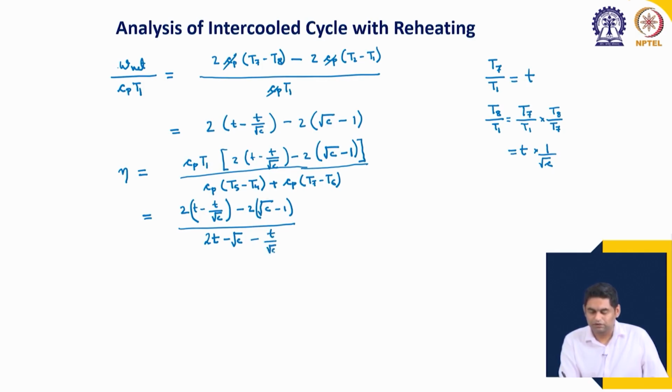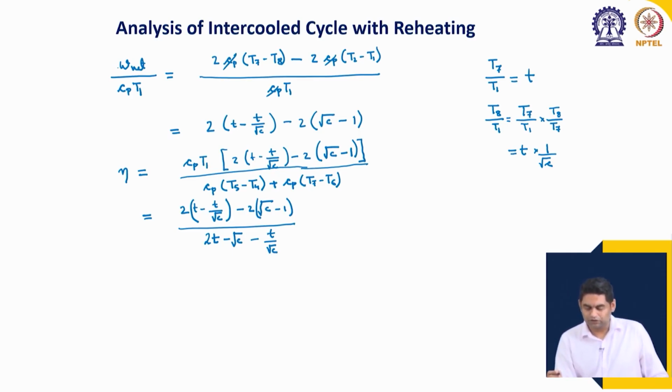This is the expression for the efficiency of this intercool plus reheat cycle in terms of the temperature ratio T and the pressure ratio, which is written in terms of C here, where C is equal to R to the power gamma minus 1 by gamma. It is a complicated expression. So, directly it is difficult to visualize how the variation will happen, but we can plot this and try to find out the variation graphically. We will do it in the subsequent classes.